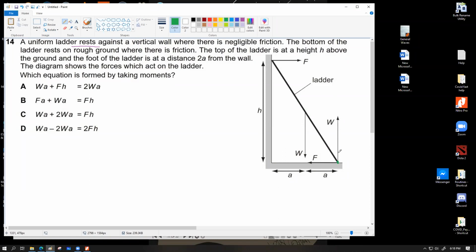Because both of these forces are passing through this point, the perpendicular distance of these two forces is essentially 0 about this point. So the moment of these two forces is automatically 0, and all I have to bother about is this force and this force. So my calculation is going to become much smaller. Do you understand the advantage?